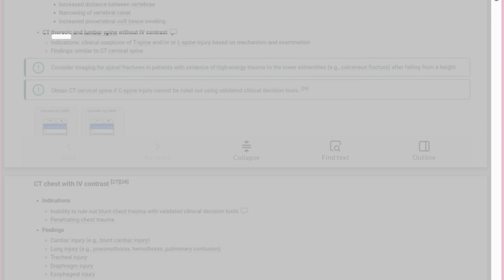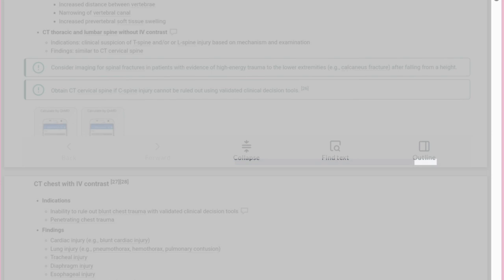CT thoracic and lumbar spine without contrast. Indications: clinical suspicion of T-spine and/or L-spine injury based on mechanism and examination. Findings: similar to CT cervical spine. Consider imaging for spinal fractures in patients with evidence of high-energy trauma to the lower extremities, for example calcaneus fracture after falling from a height. Obtain CT cervical spine if C-spine injury cannot be ruled out using validated clinical decision tools.